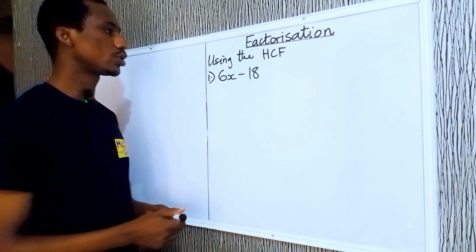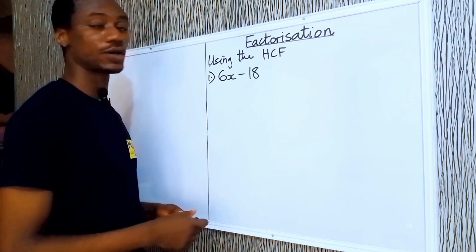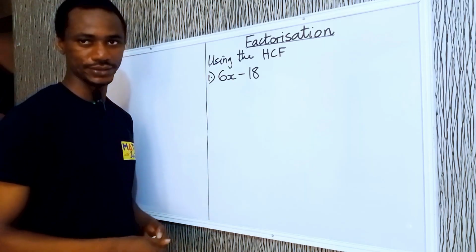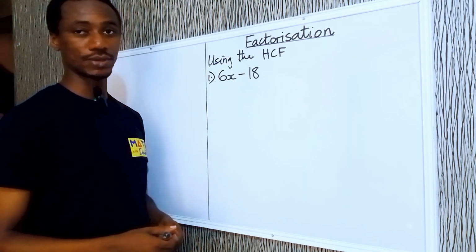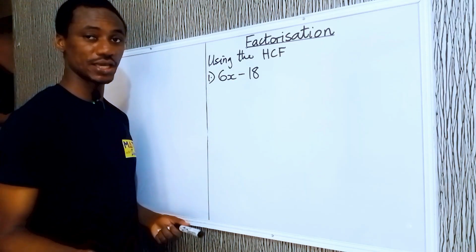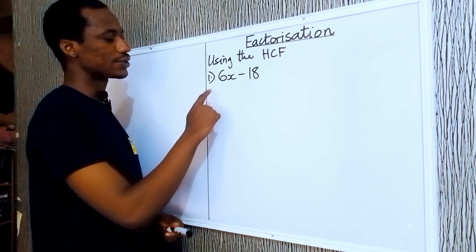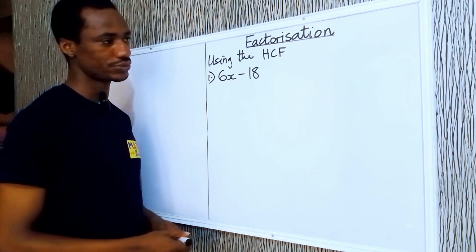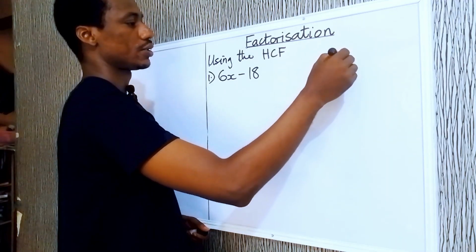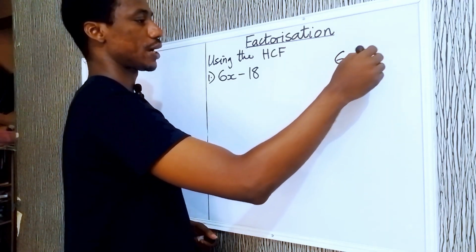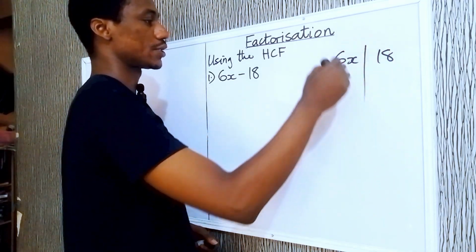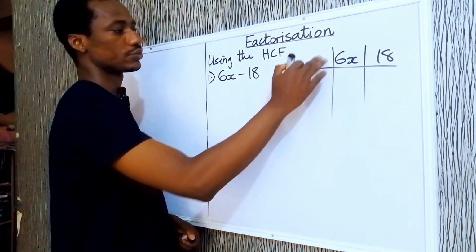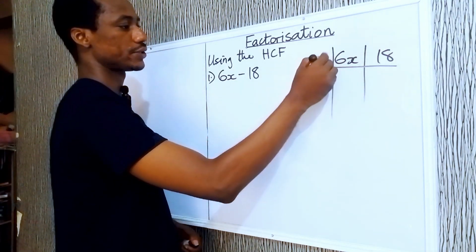Alright, so we look at this expression that we are to factorize, 6x minus 18. Factorize 6x minus 18. So we're using the HCF, right? So we look at 6x and 18 and then we'll find the highest common factor. 6x and minus 18. So let's find the highest common factor. Okay? We know 2 is common to 6 and 18, right?